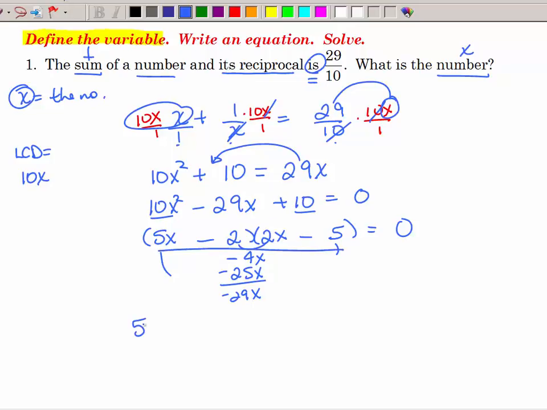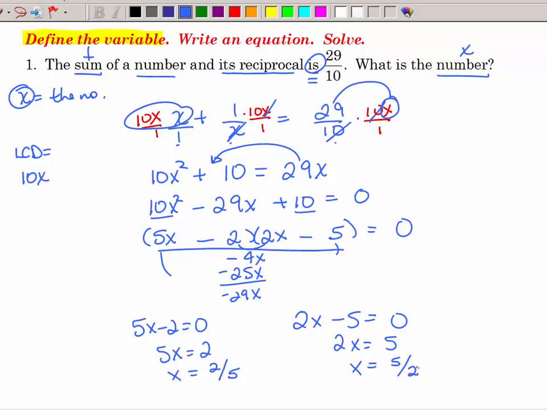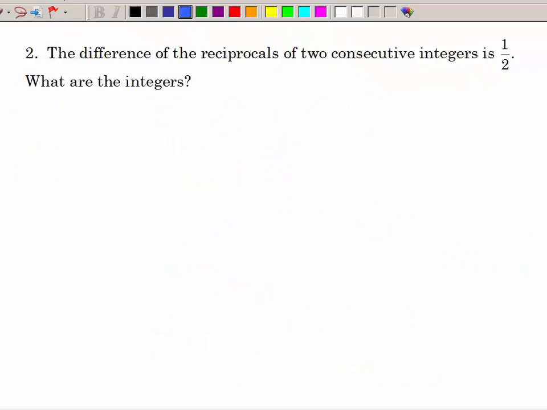Now after you factor, you want to set each factor equal to 0 and solve. So we have 5x is equal to 2 and x is 2/5. Or we have 2x equals positive 5 and x is 5/2. Notice they are reciprocals of each other. And it says what is the number? Well, we can have two answers. We can have 2/5 or 5/2. And if you wanted to check that out, you could add 2/5 plus 5/2 and see if you get 29/10. And you will.